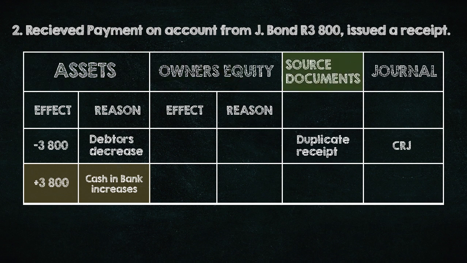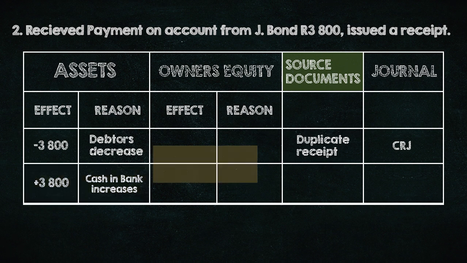Let's look at the source document. Firstly, the business will fill in a receipt when a debtor pays in part or settles his or her account in full. The business issues an original receipt to the client and keeps the duplicate to record the transaction in the cash receipts journal or CRJ.